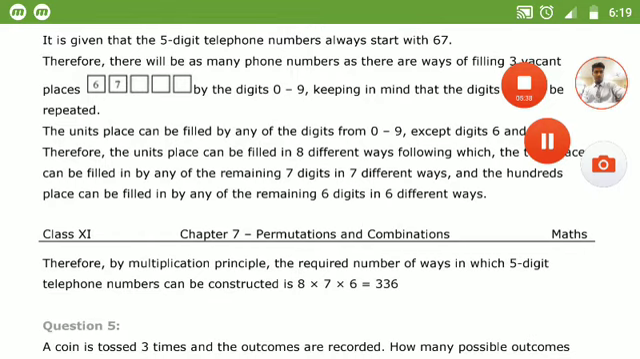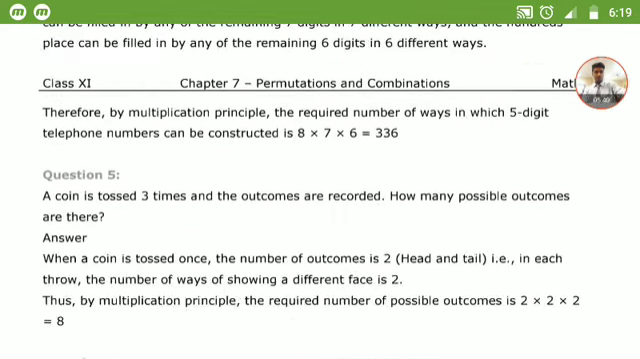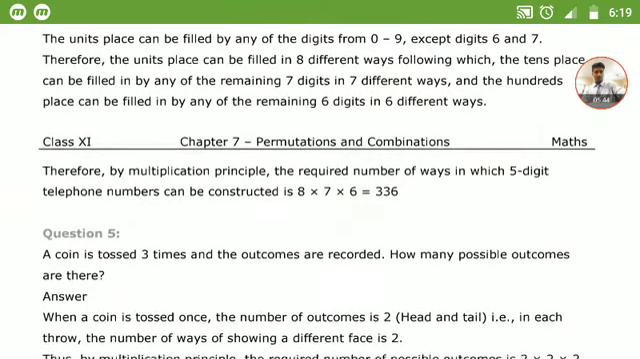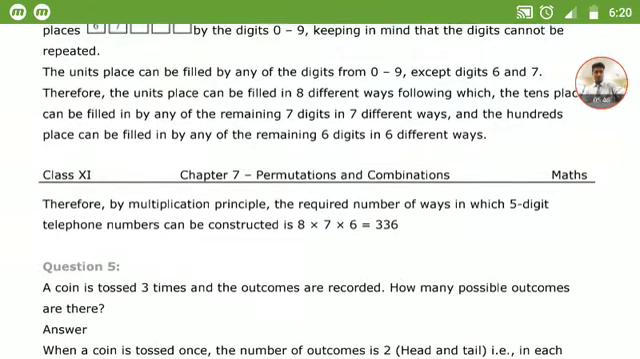Try out question number 5 on your own. That will be your homework. Tomorrow this exercise will be over, and I will start off with the other exercise.